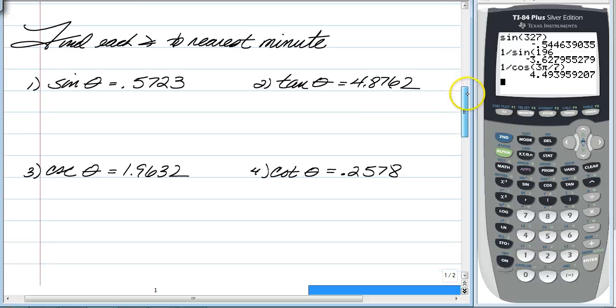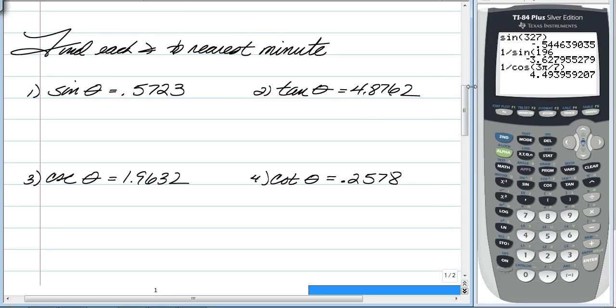How to find an angle to the nearest minute. Now again, this is just inverse trig. Inverse trig basically says, here, we'll give you the ratio. You go backwards and find out what the angle was. Okay? So, how we do that is this.